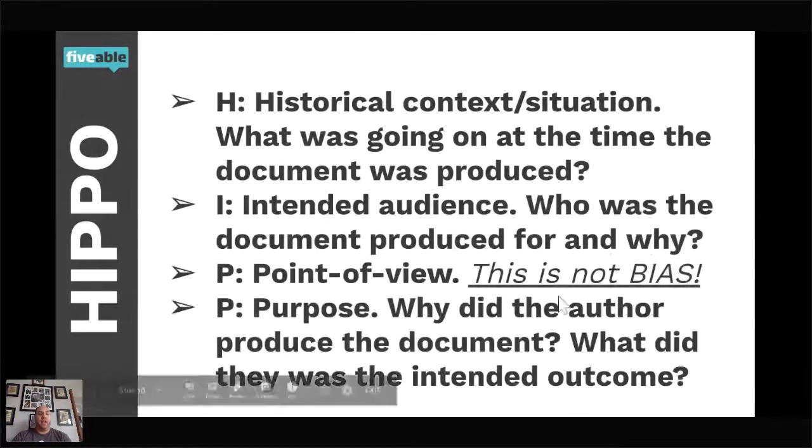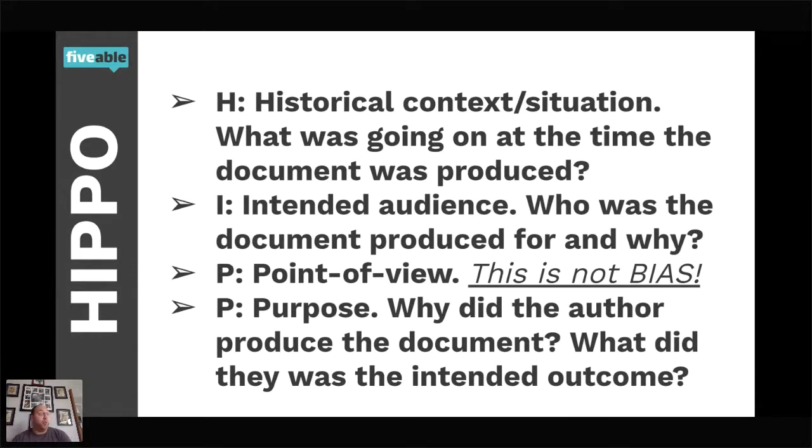With this purpose, what I tend to see with the HIP part of HIPPO is that you really tend to see them go together, meaning that if you do one, it's kind of easy to do two and put them together. You don't have to do two. That's the thing. My students, when we start doing this, want to do all parts of it and give me all parts of it in their DBQ. And I'm like, guys, you don't have to give me all parts. You only have to give me one. You need to give me the historical context, or the intended audience, or the point of view, or the purpose.